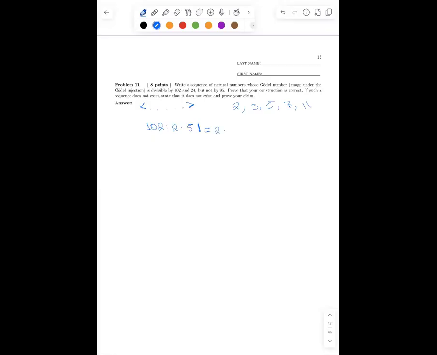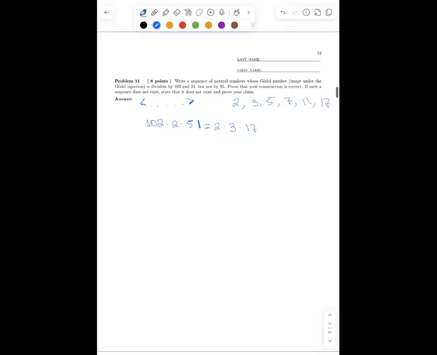So 2 times 3 times 17, because 51 divided by 3 is 17. I cannot divide by 2; I will get decimals and I don't want that. And that's my answer for 102, because then I think it's 17.